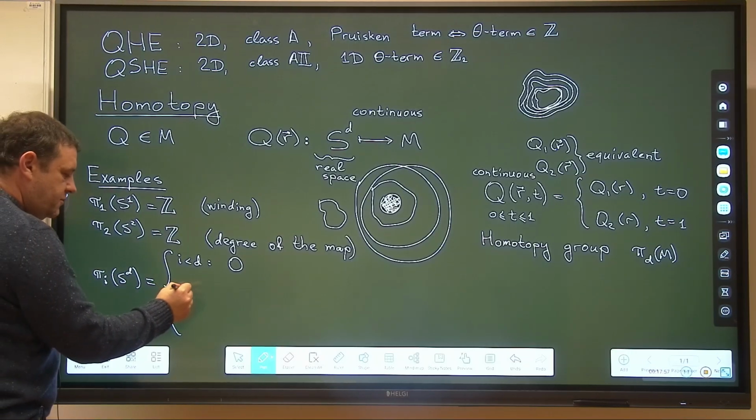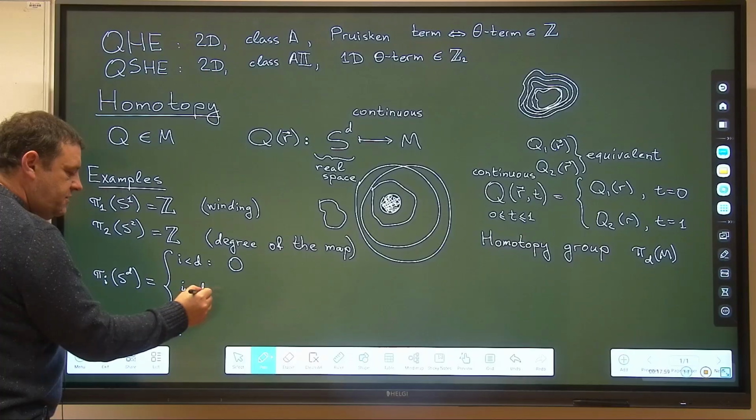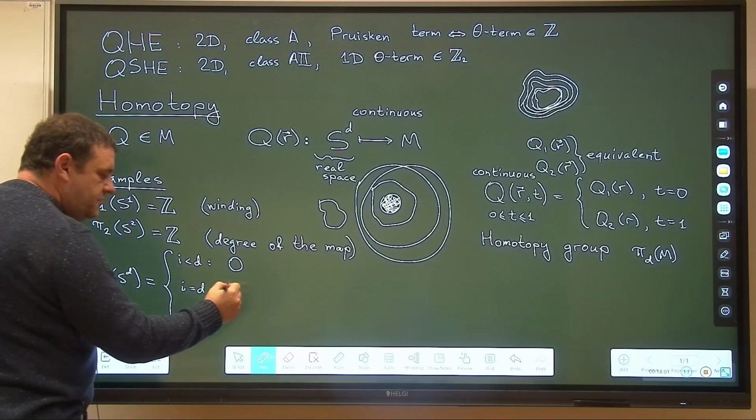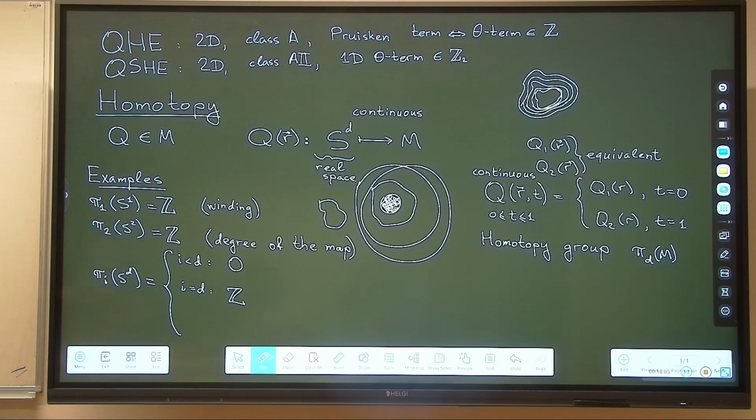Then there is the case when I equals D, and this is always the group of integer numbers. So when you map a sphere onto a similar sphere of the same dimension, the degree of this map is always an integer number, and maps with different degrees cannot be transformed one into the other.